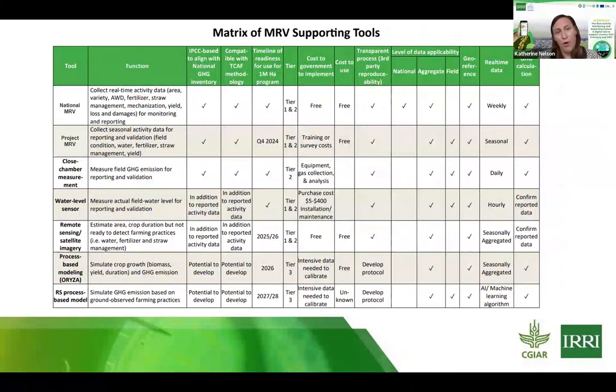So just to give an overview of the different types of tools, there's a national level MRV type of tool, which generally will collect more of an aggregate type of data. And I'll go through each one of these individually as well. But this is just to show you what the uses and different tiers are for those, and how mature the technology may be at this stage. Project level MRV, which is going to be at the farmer field level. And then you have measurements, which also have quite a lot of costs to them. Sensors, satellite imagery, the process-based or biogeochemical modeling, and then you have a combination between remote sensing and modeling. And I'll get into each one of these in more detail coming up.